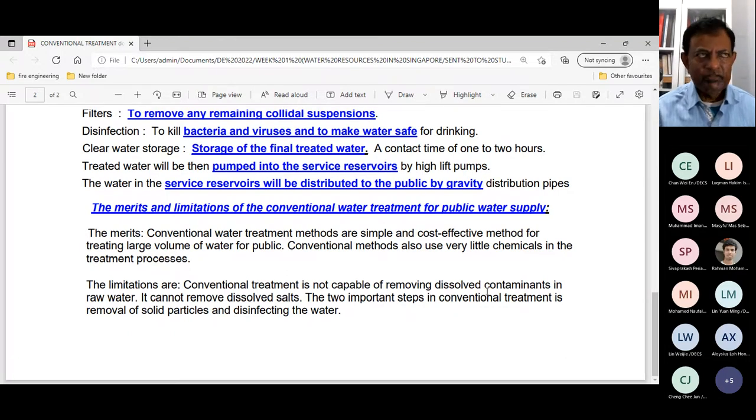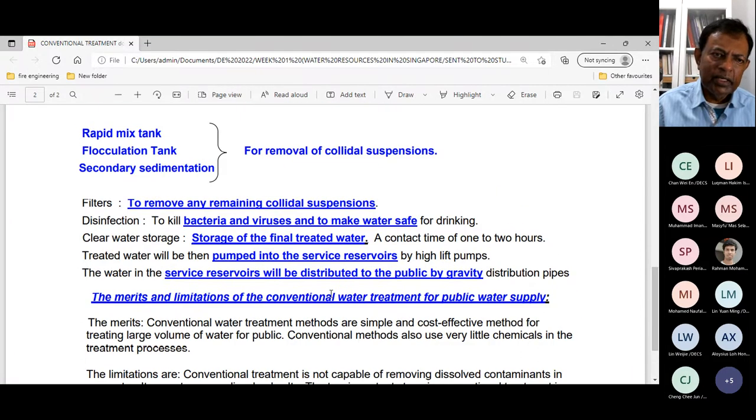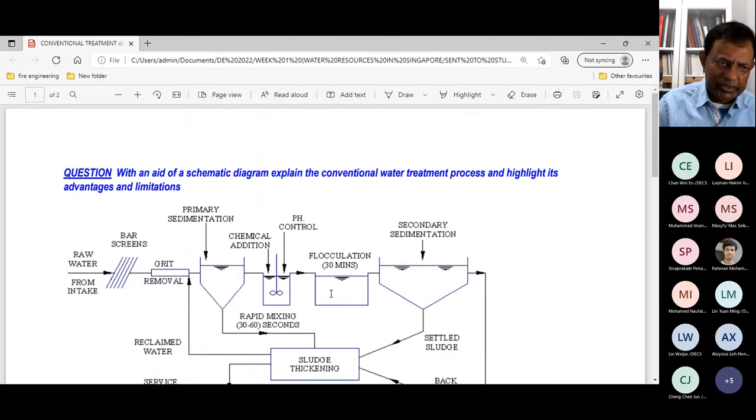So if there is anything which has already dissolved into water, and if the dissolved solid concentration increases, it is not possible to use conventional treatment to remove them. Okay, so this is a complete answer for this question. What is the question? Again, with the aid of a schematic diagram, explain the conventional treatment process and highlight its advantages and limitations.